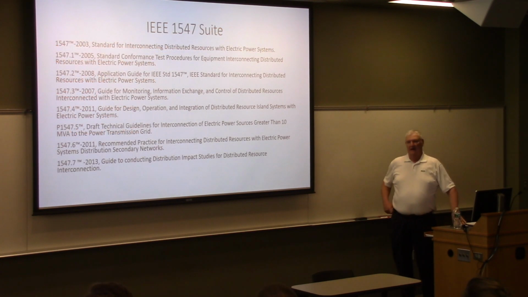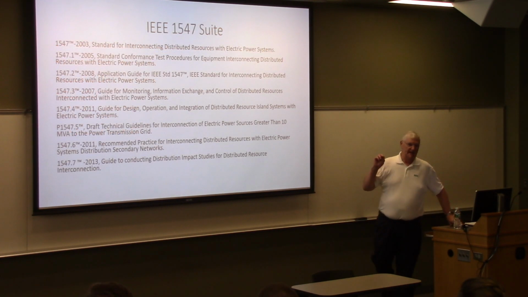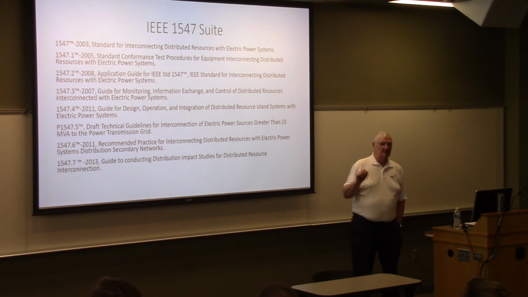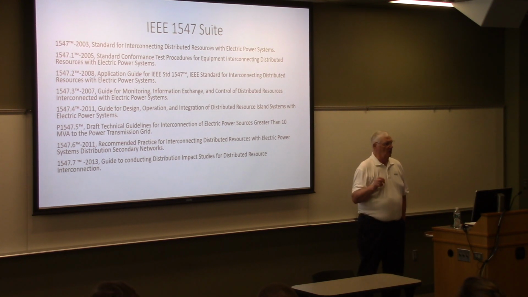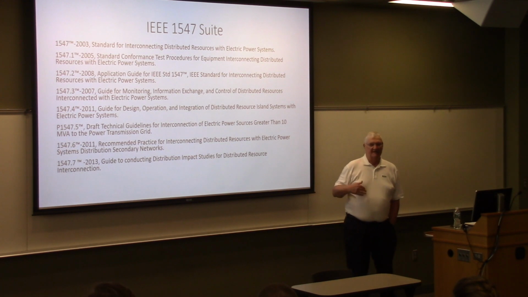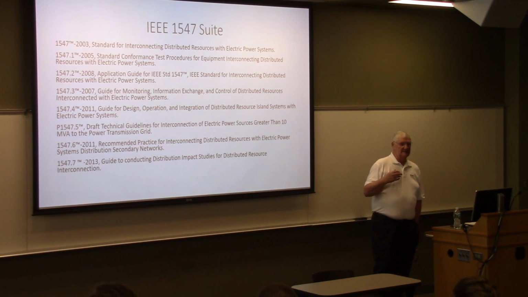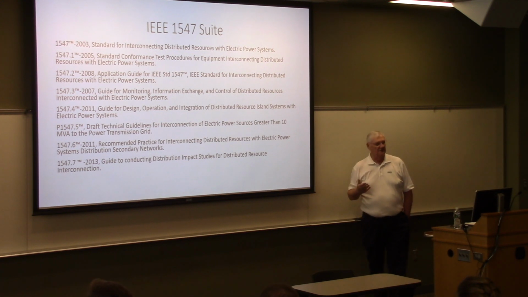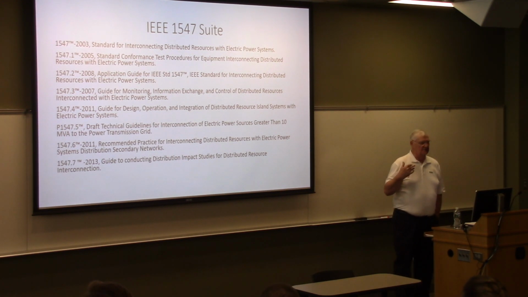The family of documents, 1547, is a standard. It's the base document. It says what the functional requirements are for interconnecting a distributed energy resource with the electric grid. 1547.1 is a conformity assessment standard. It says that here are the methods and procedures and processes that you have to put the products through and certify that they have met the functional requirements of 1547.